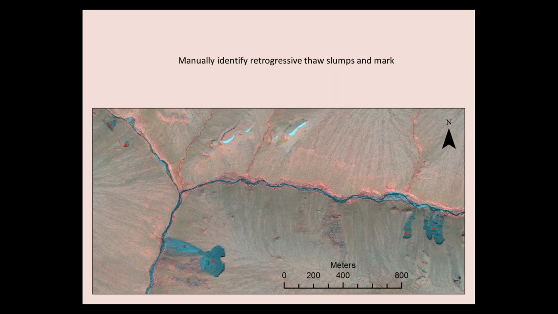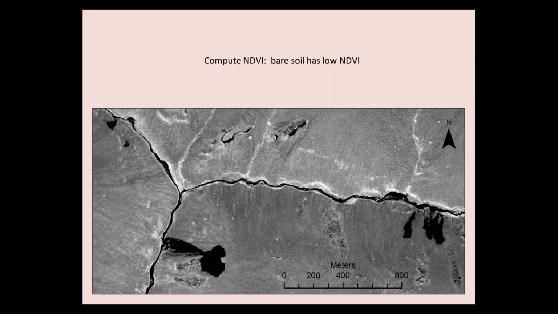And it's not that hard to scan across an IKONOS image and spot the retrogressive thaw slumps. I mean, sometimes there are some ambiguous features, but you can kind of click on each of these. The hard part is mapping them. And so the way I went about doing this was to take the IKONOS image and compute NDVI, normalized difference vegetation index, which uses the infrared and red wavelength bands to compute an index that basically helps you separate unvegetated areas, which have low NDVI, from vegetated areas. So that's nice. You can see the thaw slumps here are nice and black, so that's a good start.